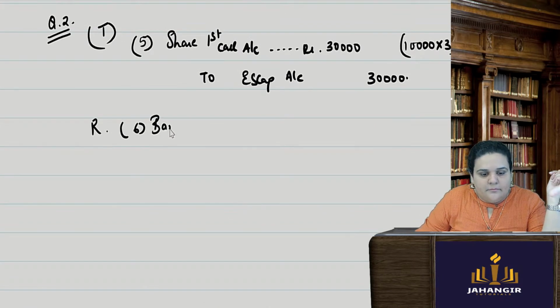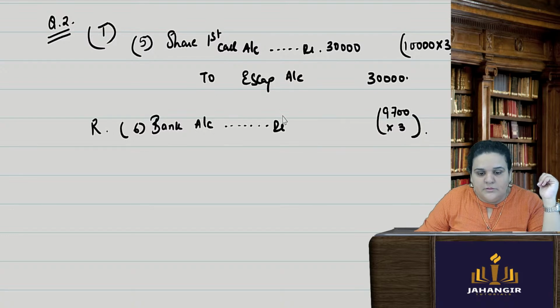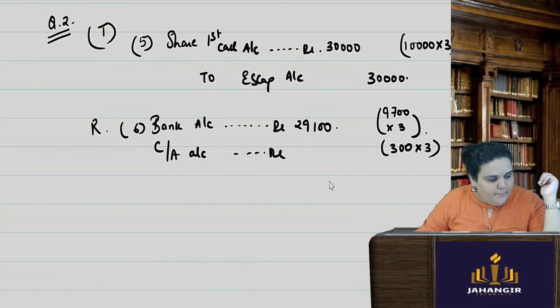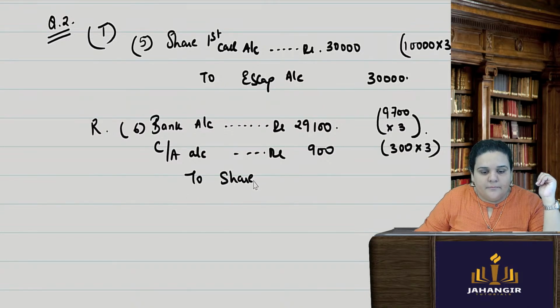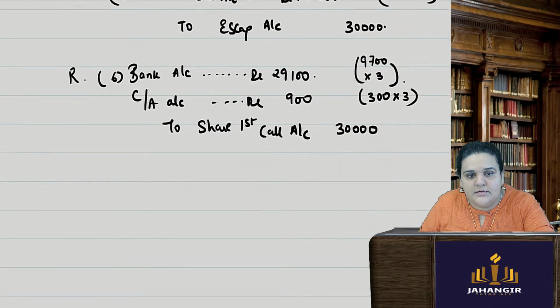So in bank account debit. How much money am I going to receive? I am not going to receive money on 10,000 shares. I am going to receive money only on 9,700 shares. So it is 29,100. Why? Because there is calls in arrears on 300 shares for rupees 3. That is 900. To share first call account, 30,000. Okay, first call is done.